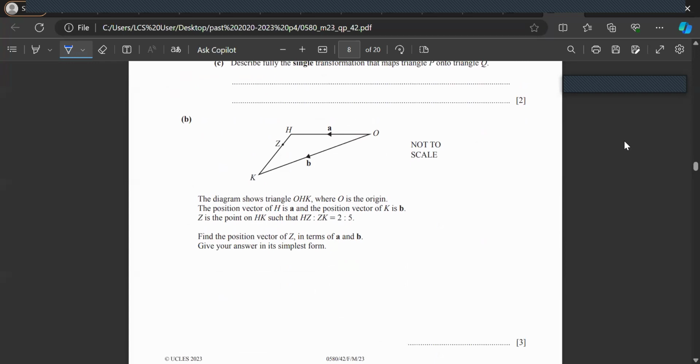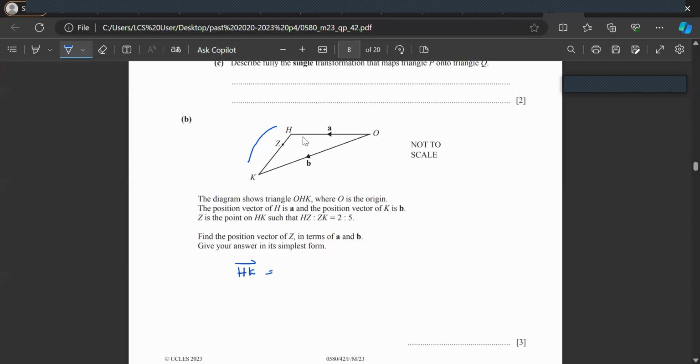The diagram shows triangle OHK where O is the origin and the position vector of H is A and the position vector of K is B. Z is on HK such that HZ to ZK is 2 to 5. Find the position vector of Z. It is given here OH is A and OK is B. So I have to get HK first. How to get HK?